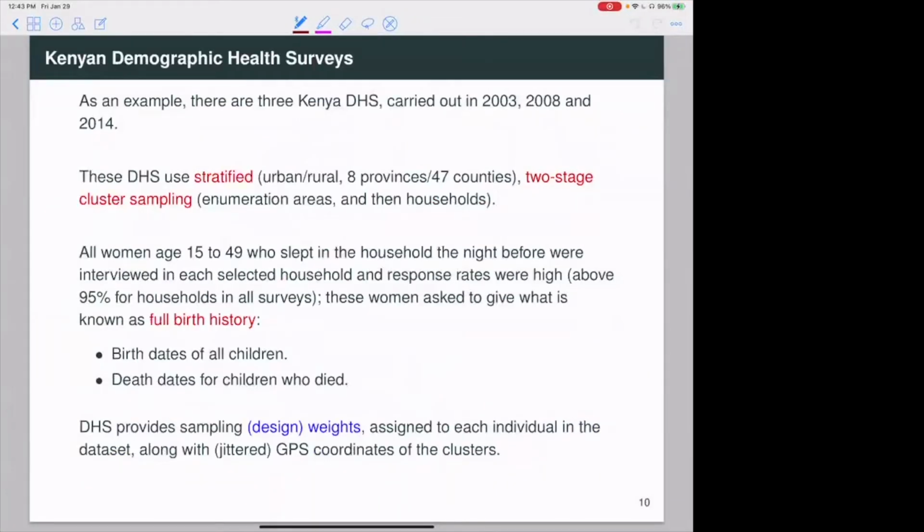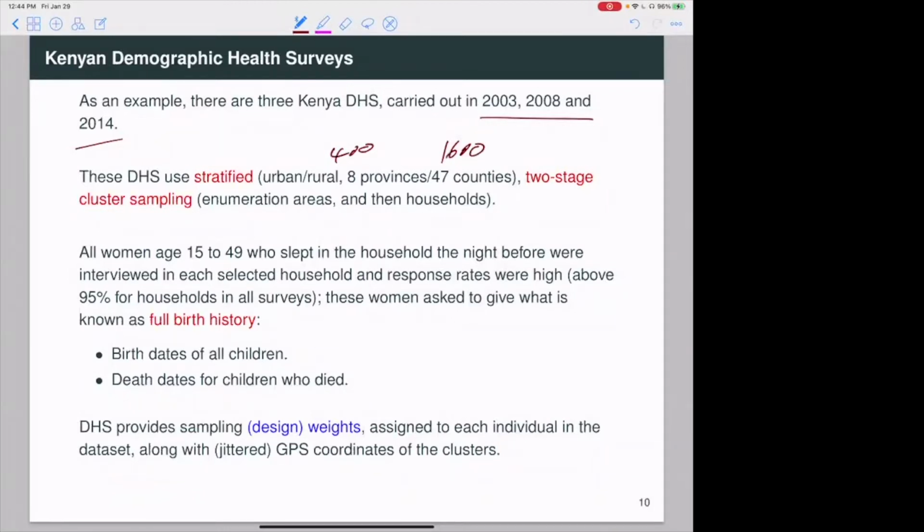Just to give you an example of what the data look like. Here's Kenya, where we want to construct these under-5 mortality estimates over a range of years, from 1990 through to whenever the last survey was, then forecast forward to 2019. For this period in Kenya, there were 3 DHSs in 2003, 8, and 14. They used stratified 2-stage cluster sampling. In the first couple of these surveys, they used 8 provinces crossed with urban rural, and in the last one they used 47 counties crossed by urban rural. That was a much bigger one. There were about 400 clusters for the first 2, and then about 1,600 for the third one.